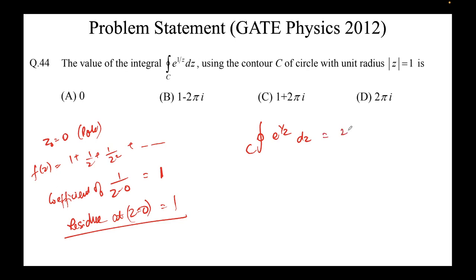And this is 2 pi i and sigma residue. So there is only one pole, so sigma will just be only 1. This will come out to be 2 pi into i. And this is the option that is the correct one, which is D, 2 pi i. This is the expression that you must remember. This comes from the residue theorem.